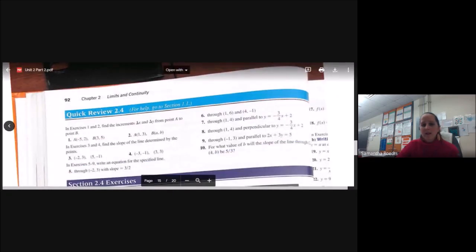And that is the end of Unit 2, Lesson 4. It's also the end of Unit 2.